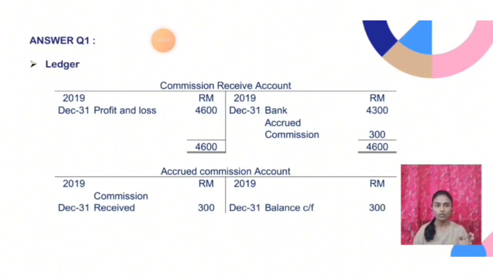300, so 4,300 plus 300 we get 4,600. So we have to balance it off and the balancing amount will go to the profit and loss account. The next one is accrued commission account. We have to debit the commission receipt account 300 because accrued commission is a type of asset. So if our asset increases, we record it in the debit side. So we have to balance it off and the balancing amount will go to the statement of financial position.